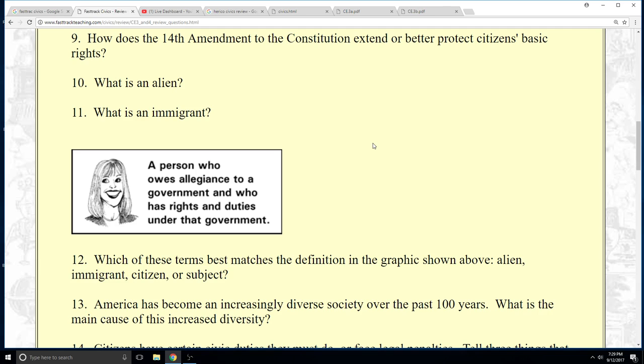First Amendment's the freedoms, 14th Amendment is citizenship. So if you're struggling, narrow it down just to that. First Amendment freedoms, 14th Amendment citizenship.